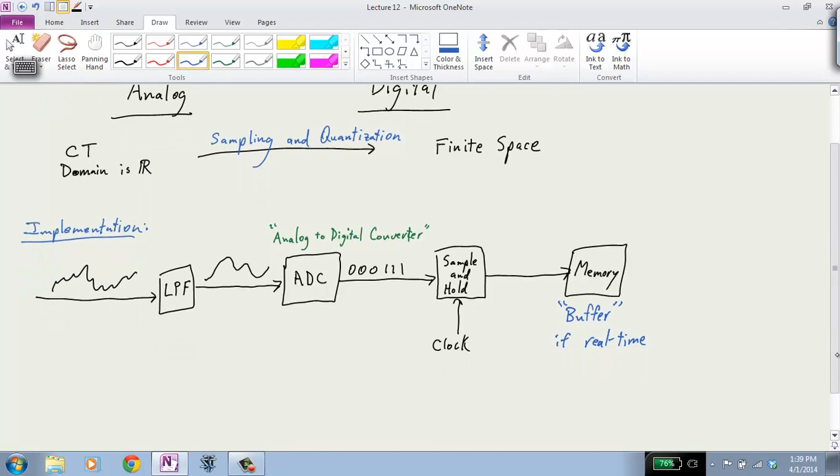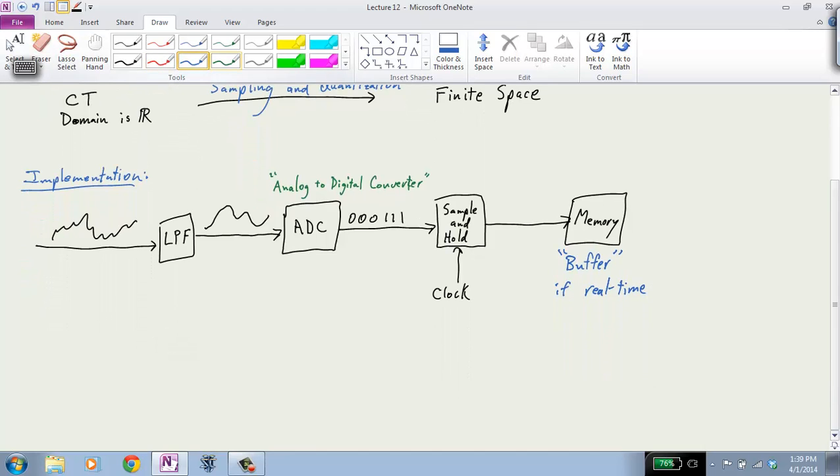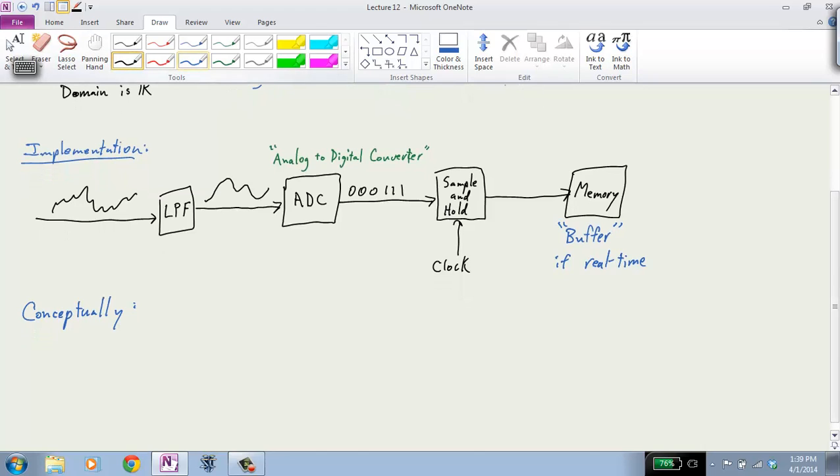Okay. Now conceptually, and this is what we're going to care more about, it's nice to think about this as if first you did a sampling, the sampling from continuous time to discrete time. It doesn't really make a difference. We can think of this conceptually as doing the following. So again, we have our low-pass filter, and this is anti-aliasing. Same reason as before. This is to remove the aliasing effect.